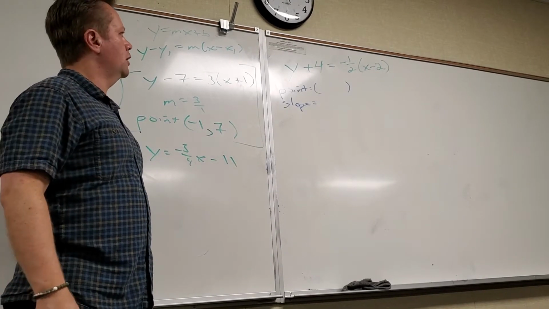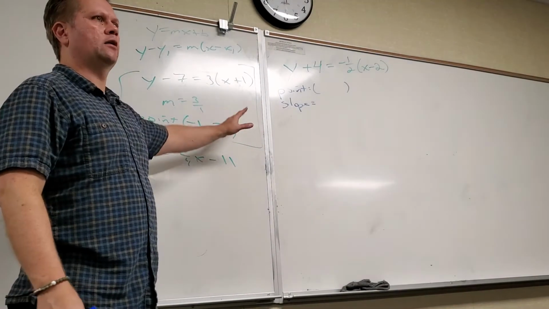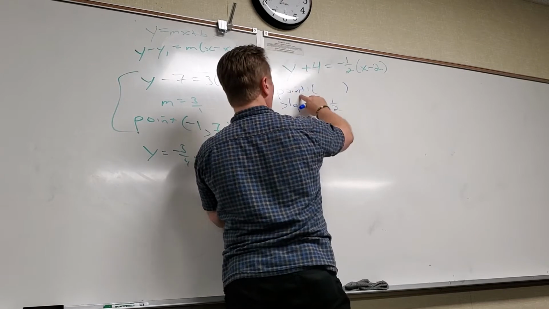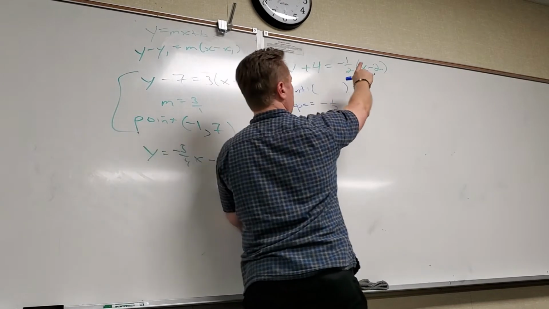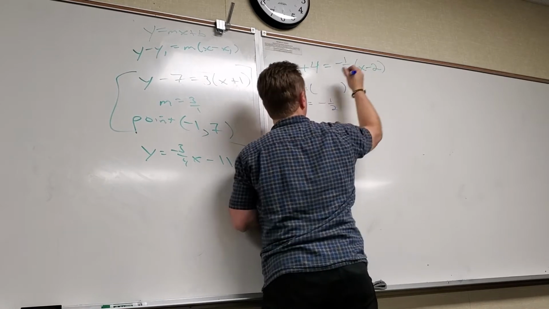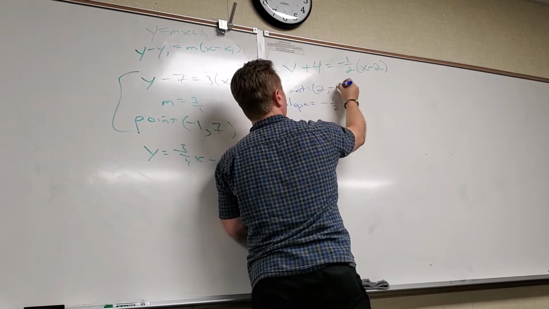Before you get too far, what's the slope? Let's start there. Negative 1 over 2. I like it. And what point does this line go through? Careful. What point does it go through? The point 2, negative 4.